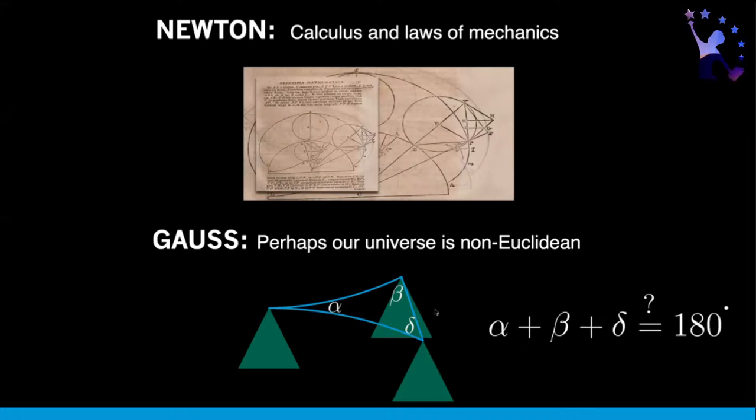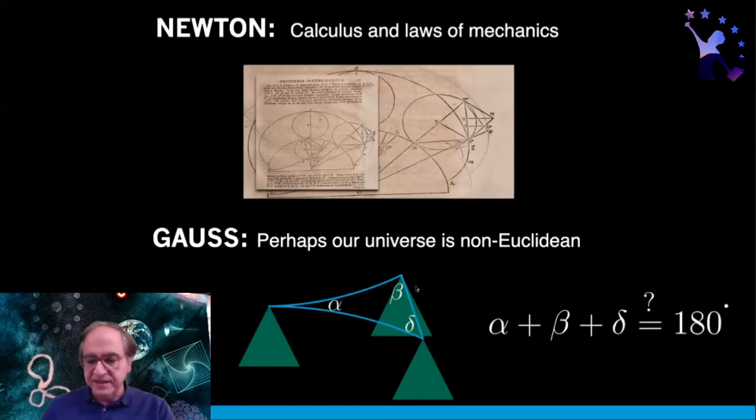He thought perhaps our universe is non-Euclidean. Maybe if you go on top of mountains and measure the angles that the big triangle makes, by defining the lengths of the triangles as the path that the light ray takes, maybe the angles that you measure won't add up to 180 degrees. So these were the kind of questions that mathematicians began asking about relations between geometry and physics.